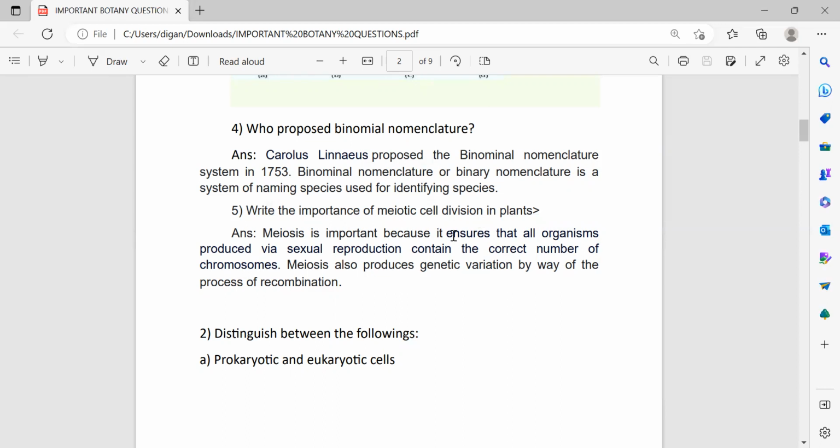Right, the importance of meiotic cell division. Meiosis is important because it ensures that all living things produced via sexual reproduction contain the correct number of chromosomes. Meiosis also produces genetic variation by way of the process of recombination.